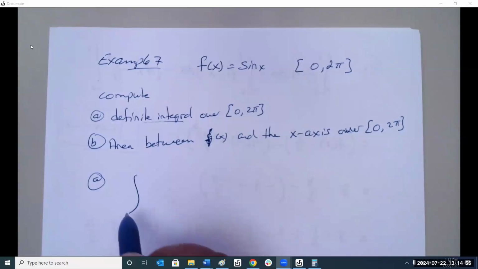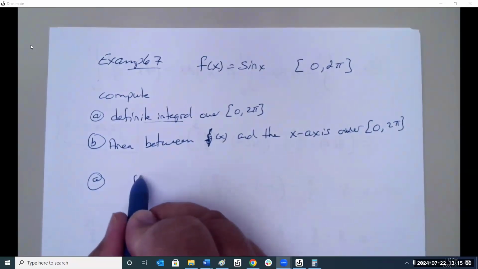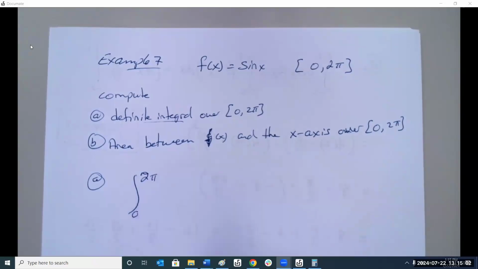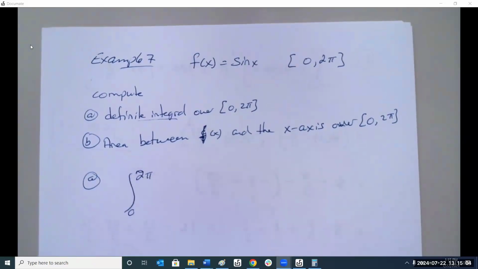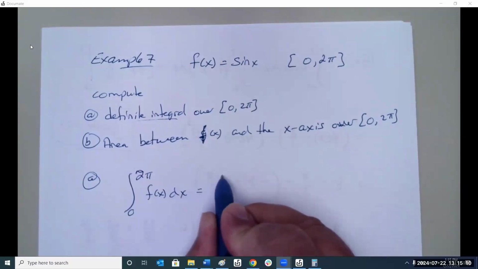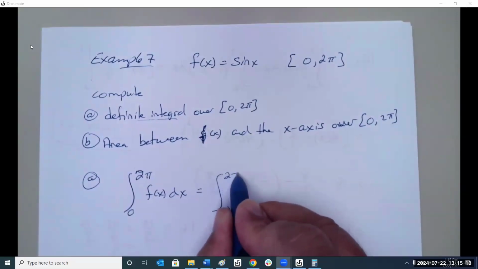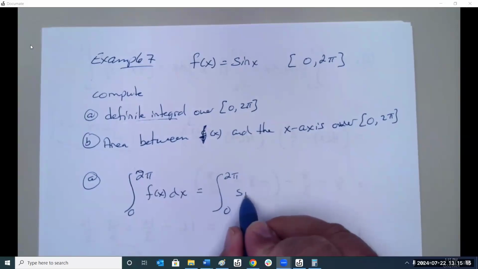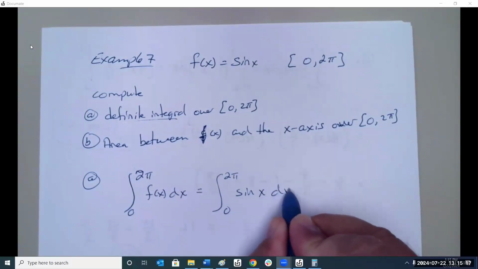That symbol there is the integral symbol. It's definite because it goes from 0 to 2 pi in this case. It goes from A to B. That's a definite integral. So we're going from 0 to 2 pi of sine x dx.